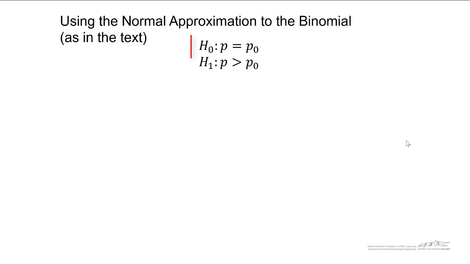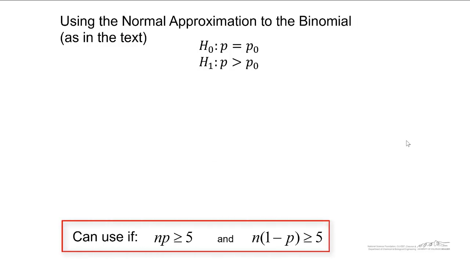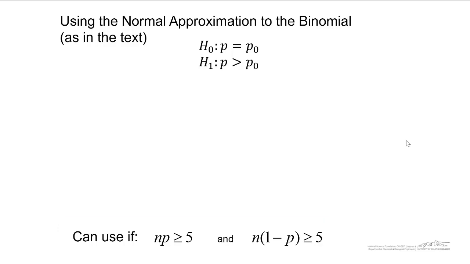So we can set up our null and alternate hypotheses. Now, before we use the normal approximation, you have to make sure both of these conditions are true. n times p has to be greater than or equal to 5, and n times 1 minus p has to be greater than or equal to 5. p in this case is 0.3. 0.3 times n, which is 200, is 60, and 60 is greater than or equal to 5. The second condition, 200 times 1 minus 0.3, is 140, and that's greater than or equal to 5. So we can use the normal approximation to the binomial distribution with no problem.